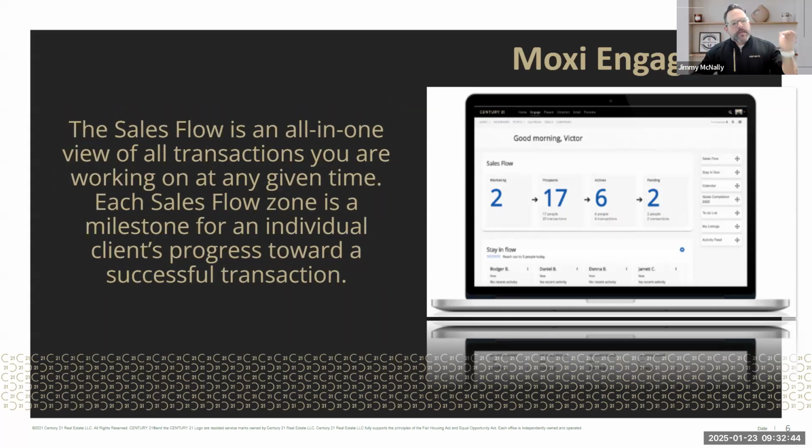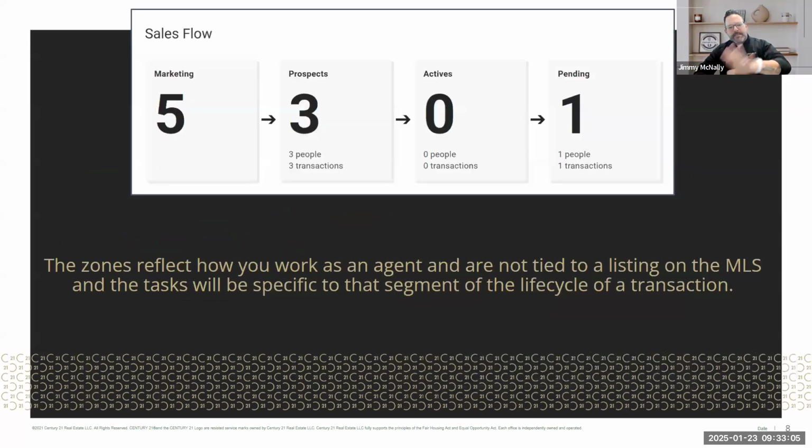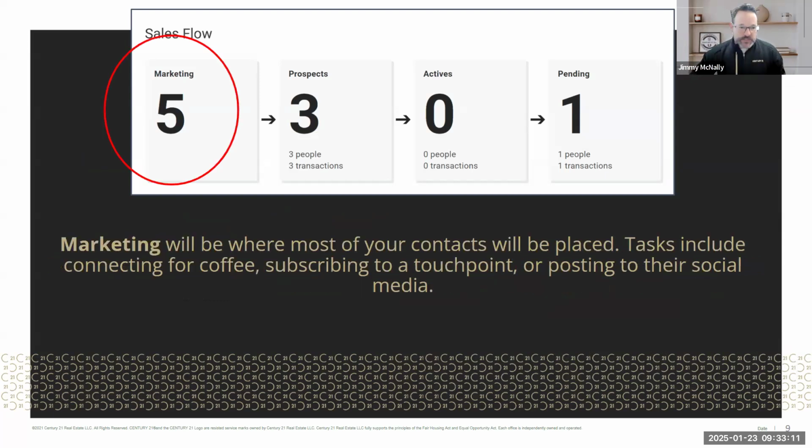The sales flow, again, is an all-in-one view of the transactions that you're working at any given time. Each zone, and this is from Moxie, each sales zone is a milestone for an individual client. Each zone includes specific tasks to help you stay top of mind, follow up, and do specific transaction tasks as you're moving through the sales flow. I'm going to give you my take on what these four pieces of the sales flow are, and then as I go through, you'll see what Moxie says it is.